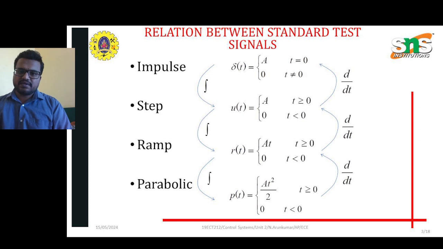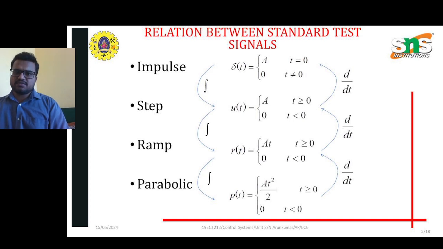The relationship between standard test signals. There are a lot of signals available in control systems based on time only. They can be used especially for step response, ramp signals, and parabolic signals. In this slide, we are going to see how the time signals have been defined in control systems. First one is impulse response.